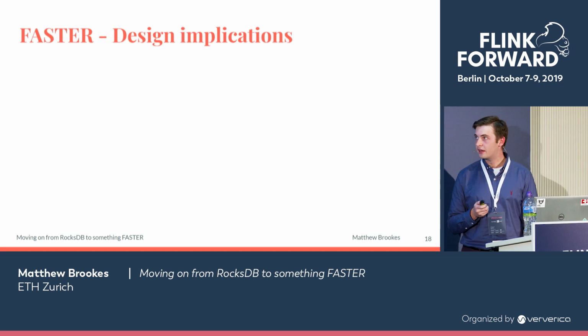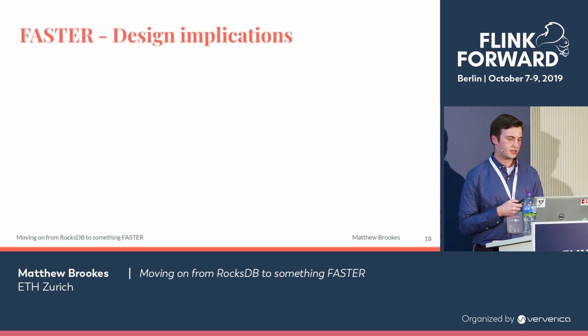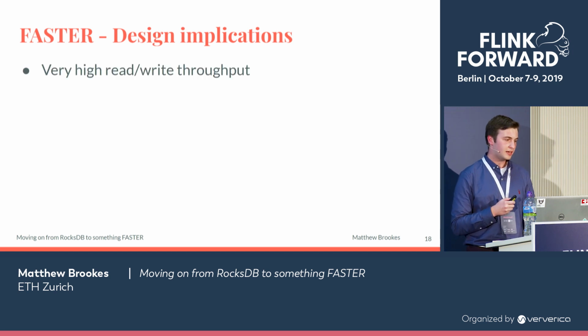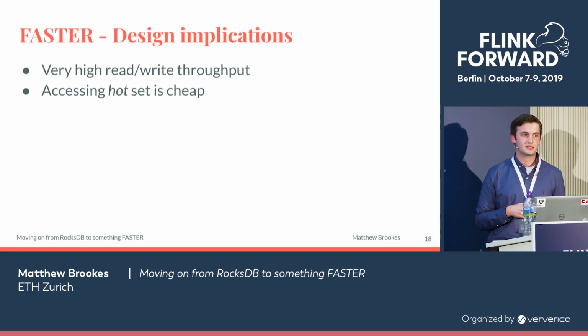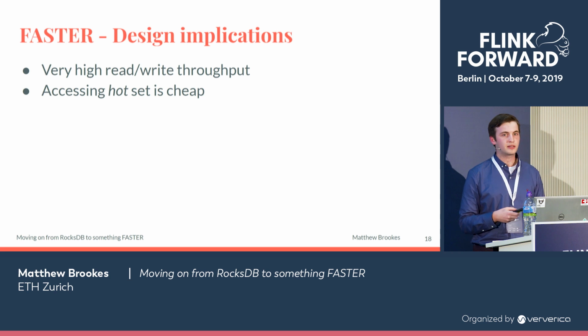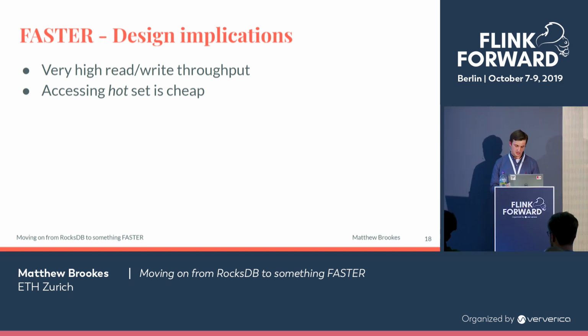So the design implications then of having this HybridLog and this hash index in the architecture. It has a very high read and write throughput, and this is especially true when we're accessing the hot set. State which is accessed often is just going to be available in memory, and it's almost as if we were going back to that original place of storing our state just on the application heap. Obviously, if we have to access it from disk, it's more expensive because we have to do a retrieval, but in the general case, in our hot case, it's very cheap.